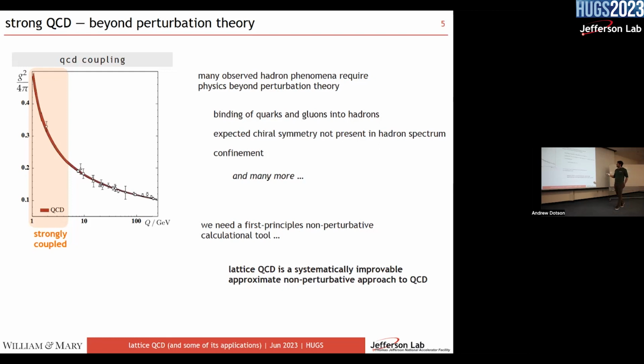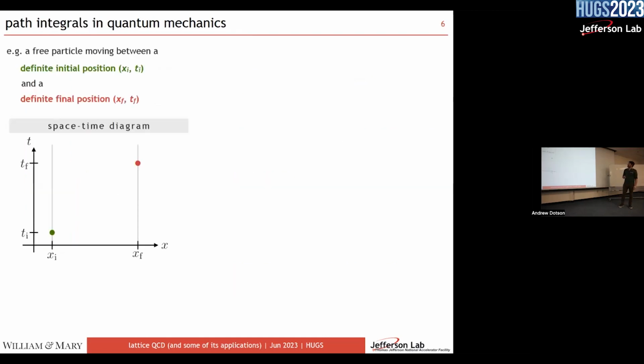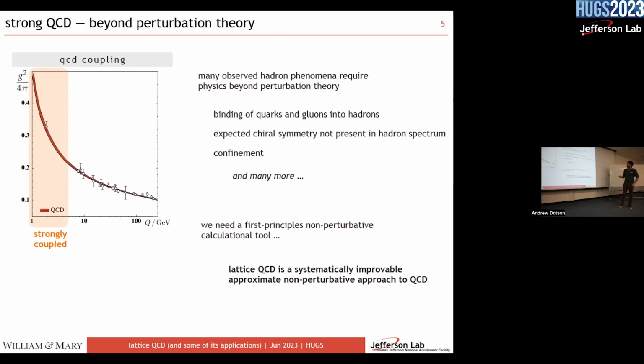So yeah, we want a non-perturbative calculational tool that's first principles, and Lattice QCD offers this. I'll be very careful with words here. It's a non-perturbative approach to QCD. It is approximate for reasons you'll see in a second, but it is systematically improvable. That means the approximations we're about to make are ones that can be improved upon by changing something in a systematic way.